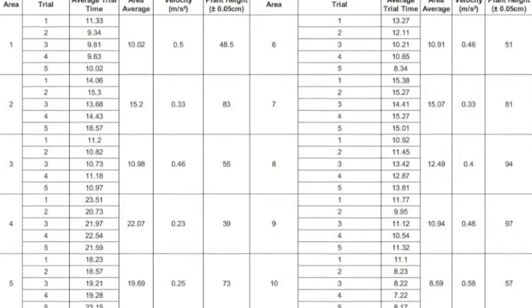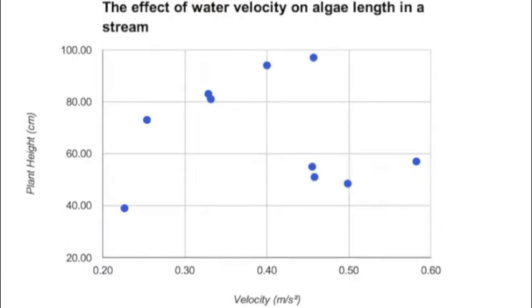This is the raw data table with the calculated values to the right, and this is the graph plotting water velocity and algae length. To some extent, the results show a correlation between water velocity and algae formation length. However, other data points do not show any correlation between the two variables. A fast current would generally mean longer strings of algae.